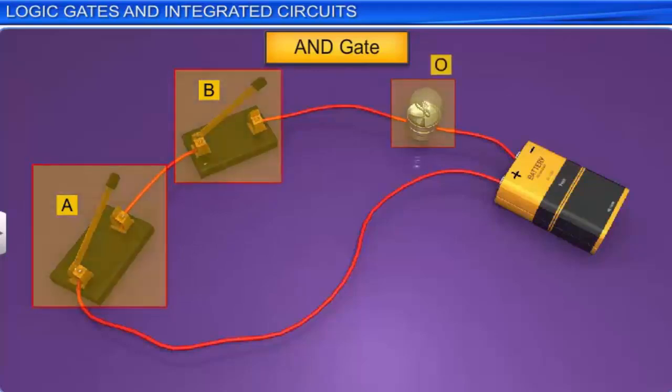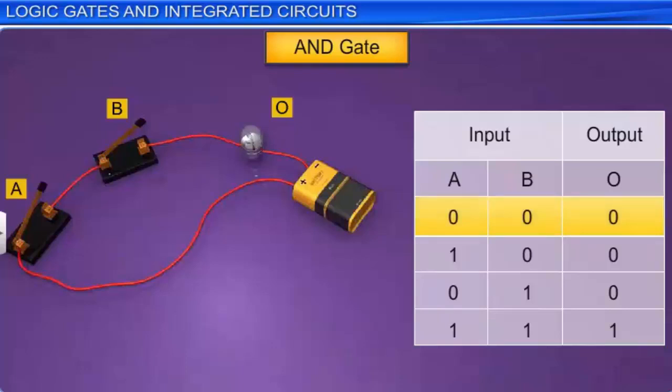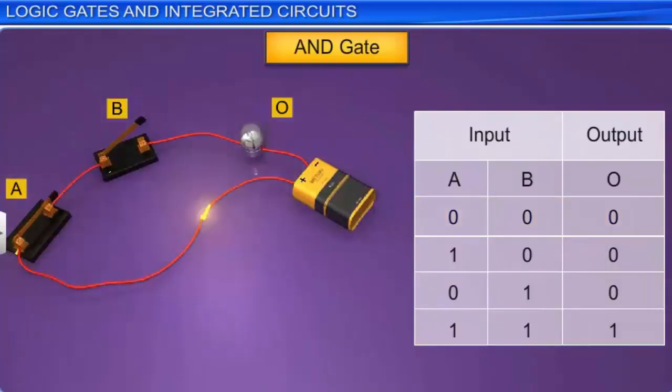Let us list all the possible input and output combinations of an AND gate in a table. When both the switches A and B are open, no current flows from them, so both the inputs are 0. The bulb in this case remains off, hence the output is also 0. When switch A is closed and switch B is open, input A is 1, while input B is 0. The bulb in this case still remains off, hence the output is still 0.